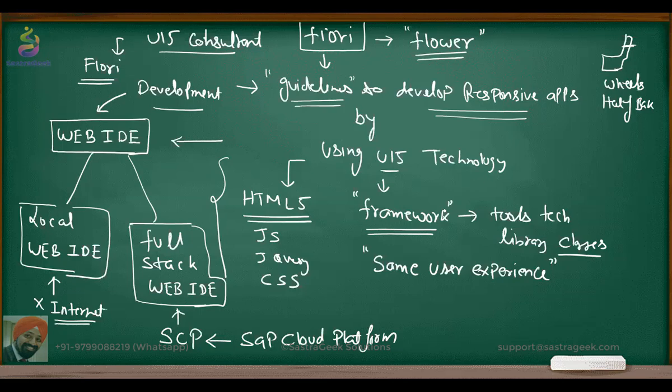UI5 is a technical component. It is based on HTML5. We can use multiple languages. Where the development needs to happen, UI5 developers and Fiori developers use WebIDE. WebIDE is available in two forms: local WebIDE and full stack WebIDE. Full stack WebIDE is available on SAP Cloud Platform. You need to log into the SAP Cloud Platform, and from there link your destination system to your SAP server which you are working on, and you would be able to develop your Fiori applications.